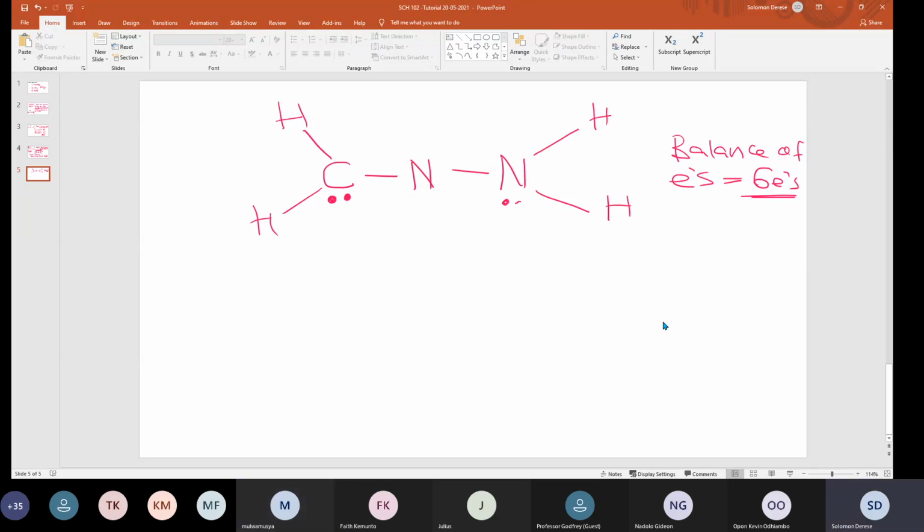Yeah. We have a balance left. Do you have any electrons which we have not allocated? Yes, 2 remaining. Okay? So the remaining 2 electrons, where do we take them? We give it to the central nitrogen, this one. The central nitrogen.